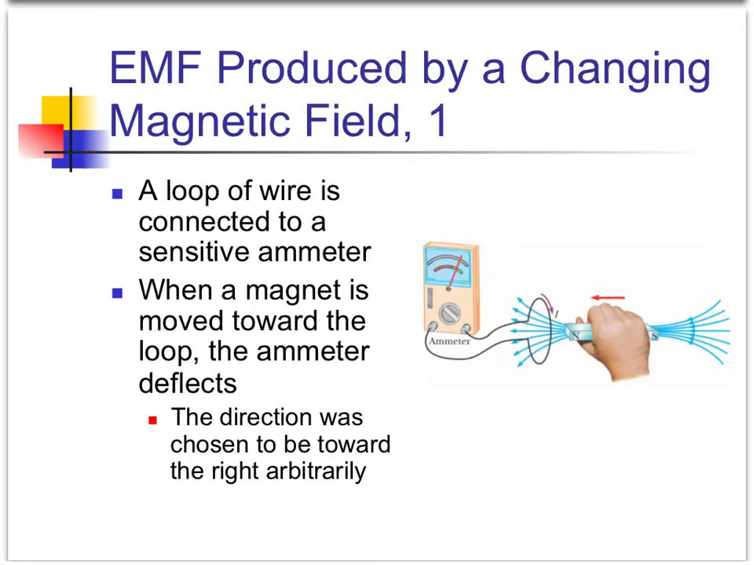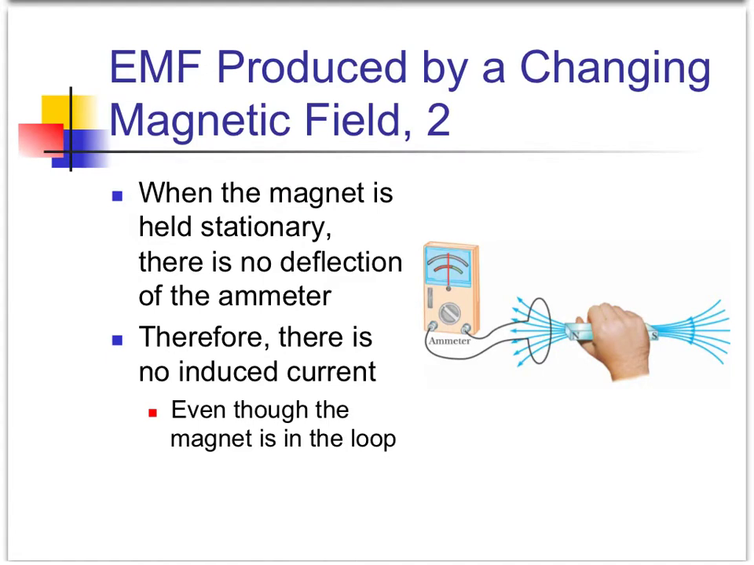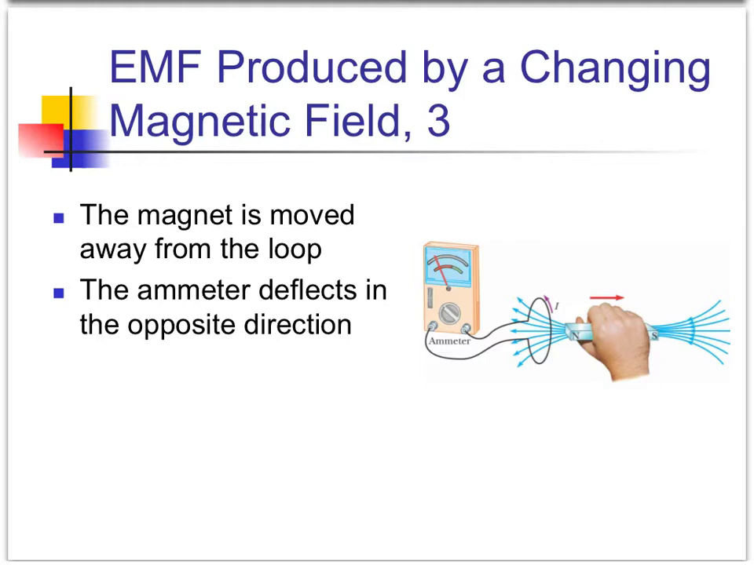Let's consider a loop of wire that's hooked up to an ammeter so we can measure the current flowing in the wire. When a magnet is moved toward the loop, the ammeter deflects, which means that there is current going through the loop. When the magnet is held stationary, there's no deflection in the ammeter, and so there is no induced current. Even though the magnet is near or even inside the loop, if it's stationary, there's no current. And when it is moved away from the loop, the ammeter deflects in the opposite direction so that we know the current is moving in the opposite direction from when the magnet was moving towards the loop.